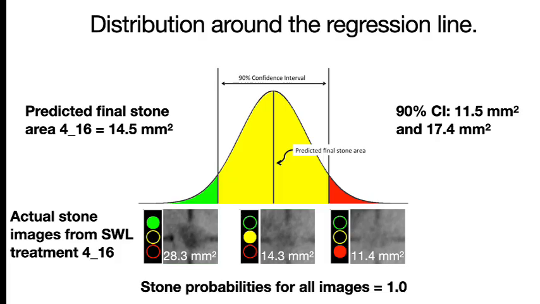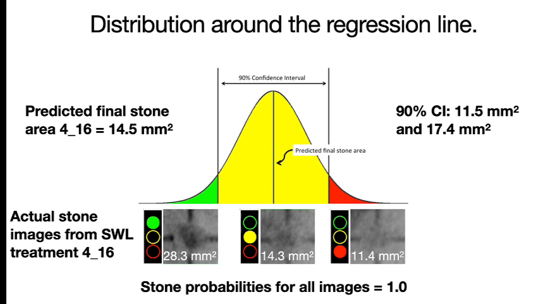I understand now. The initial stone area for this sample was 28.3 mm², as shown in the lower left figure. After the stone was subjected to shockwaves, the area decreased to 14.3 mm², and the notification signal is yellow because it is close to the predicted value of 14.5 mm². Additional shockwaves reduced the stone area to 11.4 mm². At that point, the stone area is below the 90% confidence interval, which is 11.5 mm², so the signal is red, indicating that shockwaves should stop. Have I got this right?